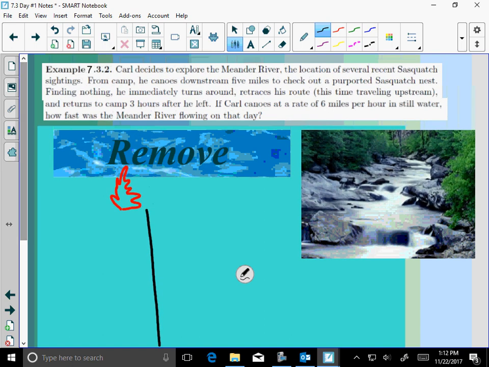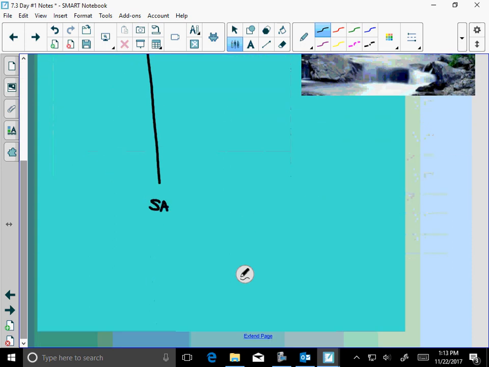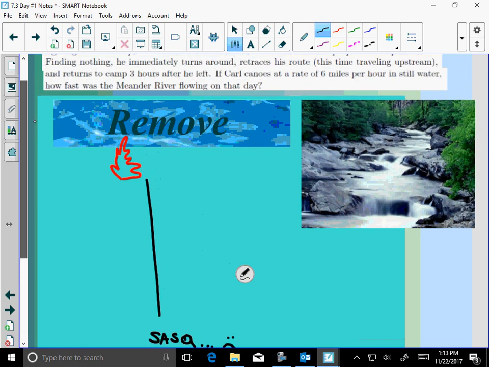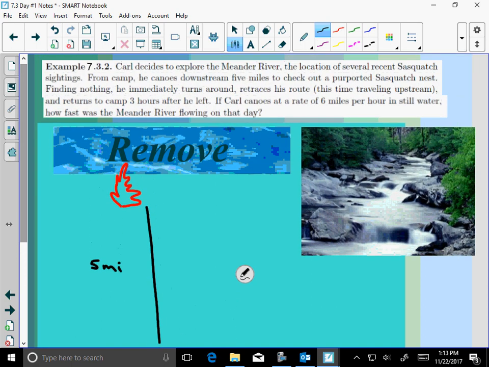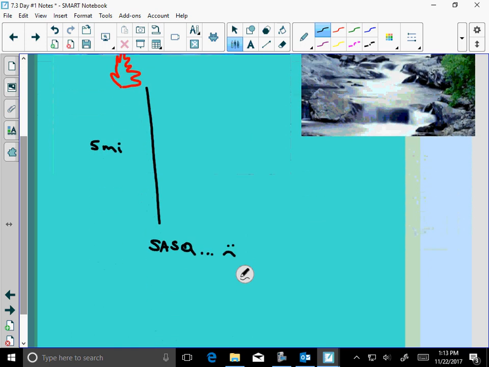It says from camp he canoes downstream 5 miles to check out the Sasquatch nest. Okay, so let's go down here. Let's write the Sasquatch. I'm going to just shorten it. Okay, so he travels downstream 5 miles to the Sasquatch nest. Finding nothing, he immediately returns. He retraces his route, this time traveling upstream. So he travels downstream, turns around and travels upstream, again 5 miles.